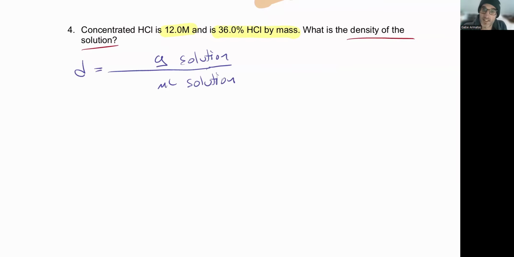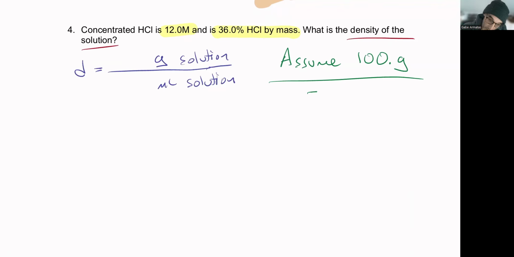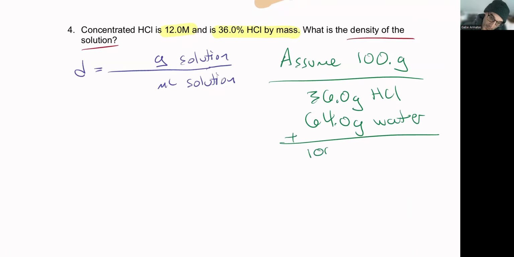And so we get to make an assumption. Whenever you have a percentage, the easiest assumption to make is, hey, let's just assume 100 grams. Because if I assume 100 grams, then percentages becomes a mass. So if I assume 100 grams, well, 36 grams of it is HCl. 64 grams of it is water. And total, if we add those two up, we are going to get 100 grams of solution. So when you assume 100 grams, it makes it much simpler.